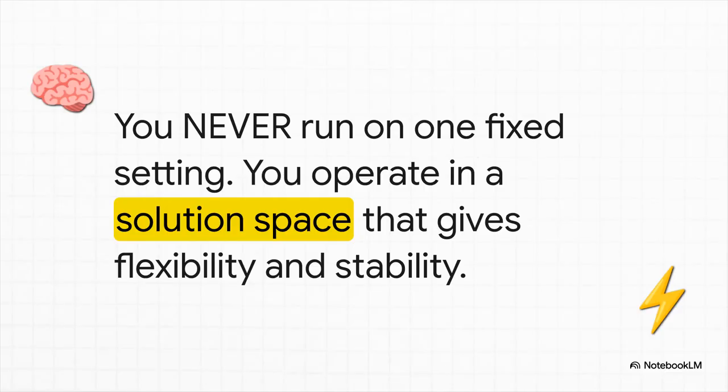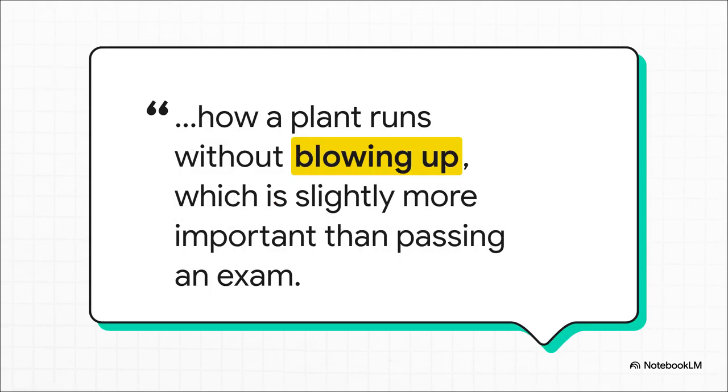So here's the bottom line, the thing I want you to remember when you go home today. You never, ever, ever run this plant on just one fixed setting. That's brittle, it's fragile, it's dangerous. Instead, you operate within a dynamic range of possibilities, what we call a solution space. That space is what gives you the room to adapt and the stability to stay safe. And that really is what it all comes down to. Understanding this dance between a base target and your flexible adjustments, that's how you keep this whole place running. It's not about getting the right answer on a test. It's about preventing a very, very bad day.